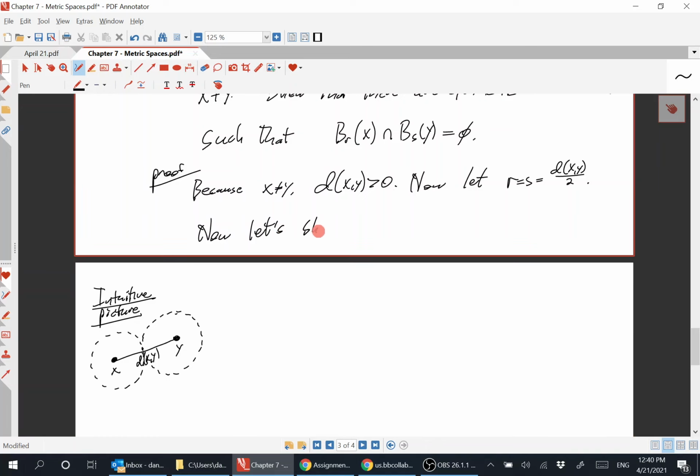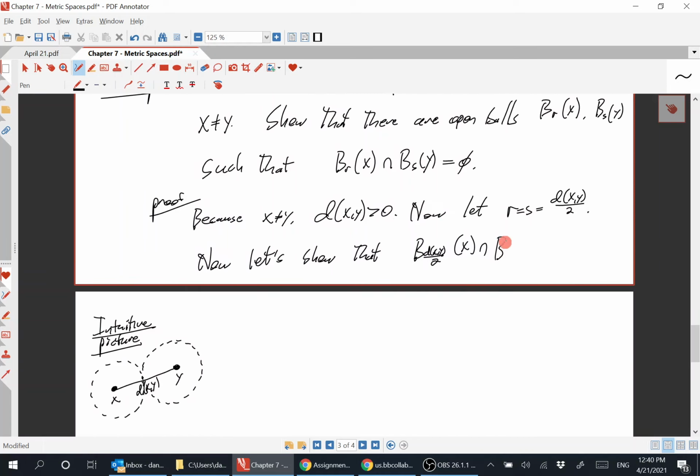So now let's show that the ball of radius r around x intersect the ball of radius s around y is empty. We've defined R and S, but that doesn't say that it's empty, right? Now we have to show that they're empty. I claim they're empty, but we have to actually show that.